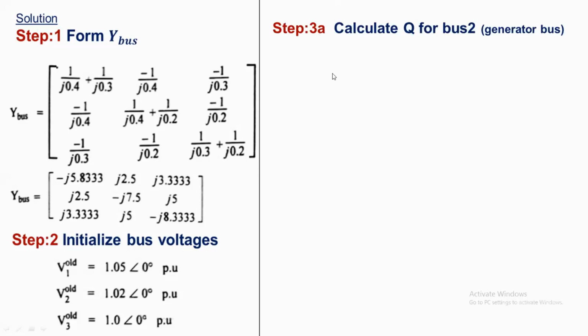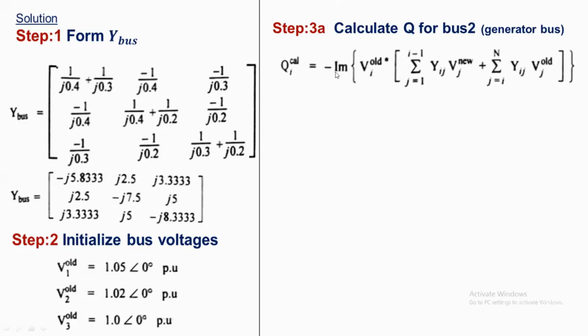First, calculate the reactive power. The reactive power formula: Qi calculated is equal to minus the imaginary part of Vi star, the conjugate of the voltage, times the summation j equals 1 to i minus 1 of Yij Vj new, plus the summation j equals i to n of Yij Vj old. These are the initialized voltages.